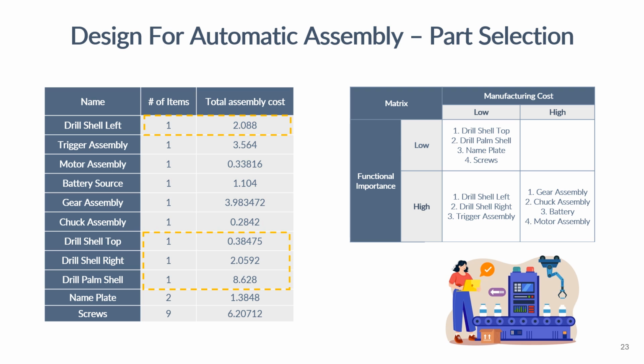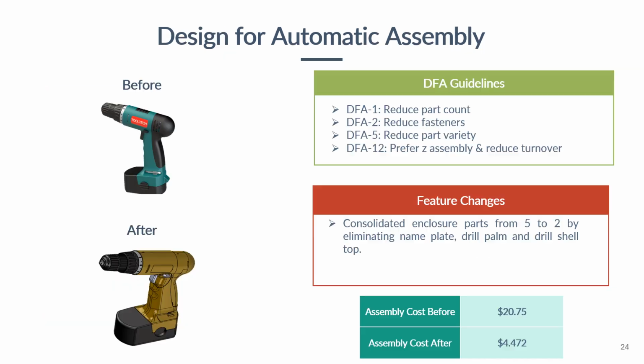The total assembly cost for each part ranges from low for the motor at $0.34 to high for screws at $6.21. Using a functional importance matrix, we prioritize high importance items like the gear assembly, chuck, and motor, while minimizing costs for low importance items like screws and the nameplate. This approach streamlines production and reduces overall assembly costs efficiently.